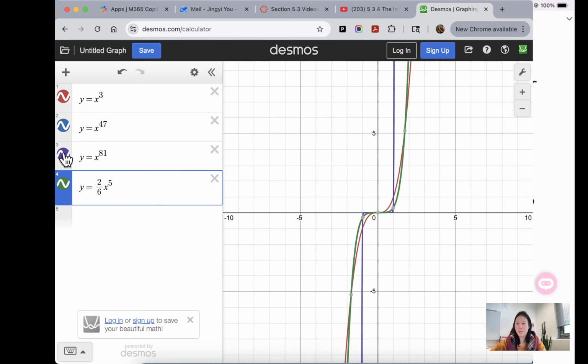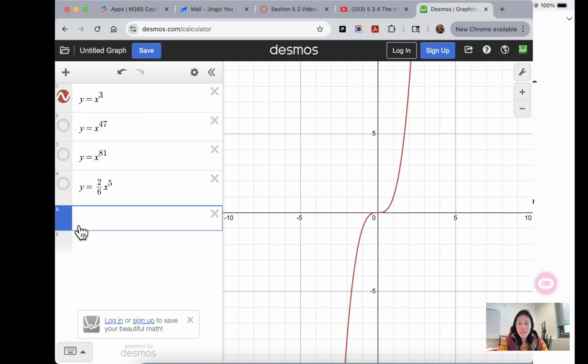Look at the green line. Let me close all of the other ones. Just compare this one to the x cubed. It doesn't matter what the coefficient is. The shape will be similar to x to the cube, which is the cubic function. And the coefficient will only tell you how they expand, stretch, or compress.